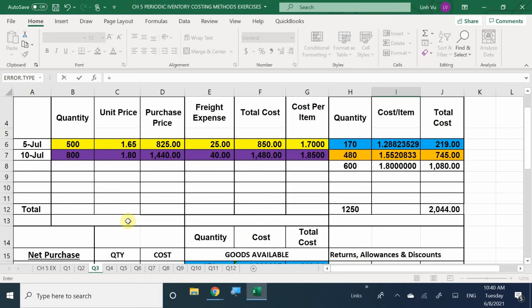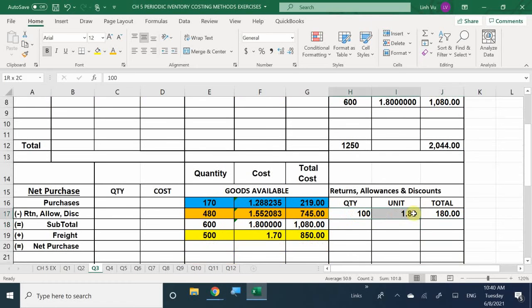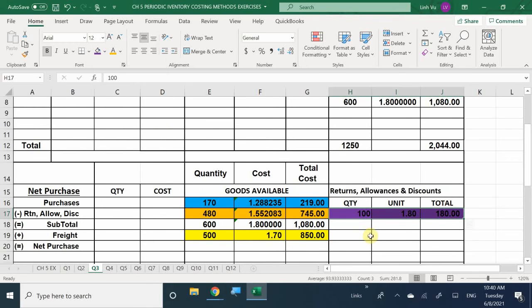So in this case, I'm going to be returning them at $1.80. Okay? So then tell me, what is going to be my total amount that I am going to get a refund for? So I got a full refund. $180. $180. And once again, I'm going to make sure that I keep track of this, saying that this is from the purple batch, okay?